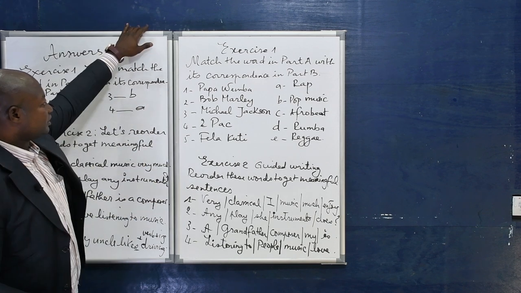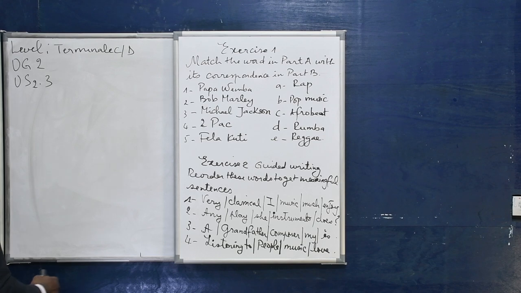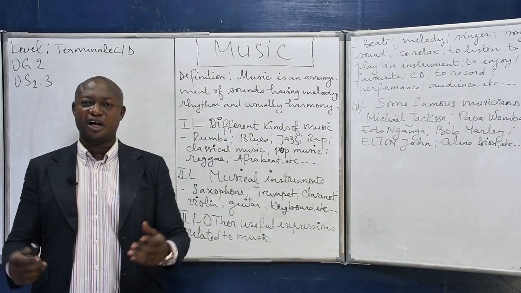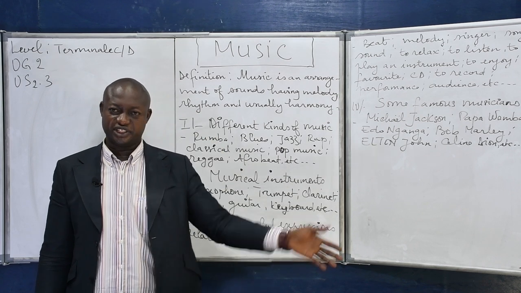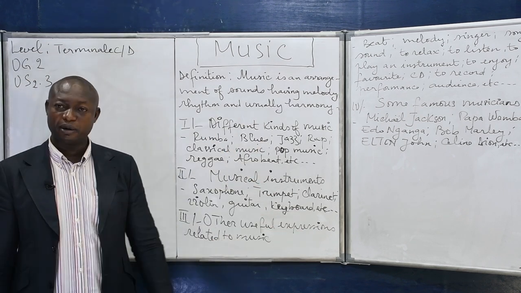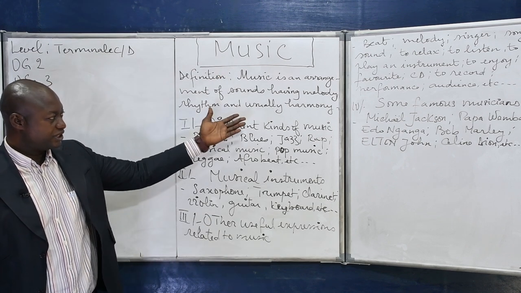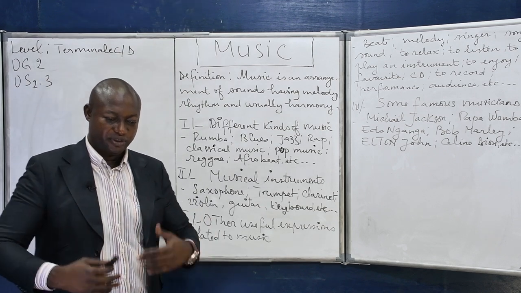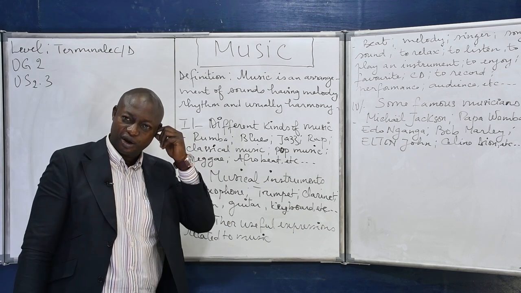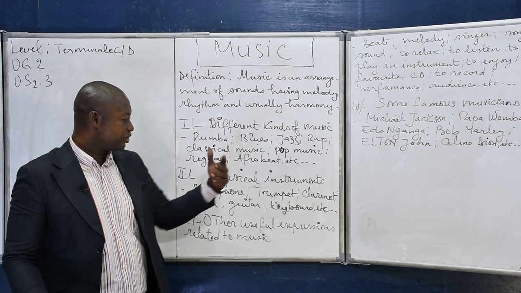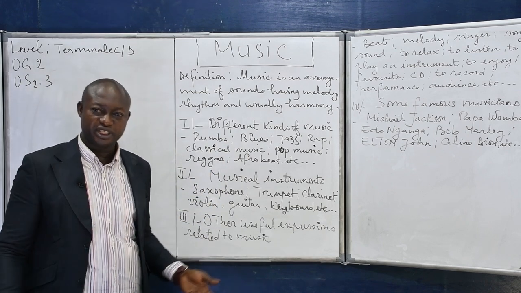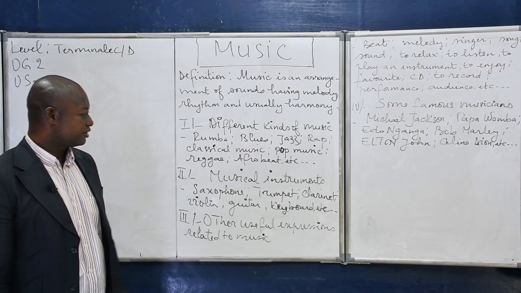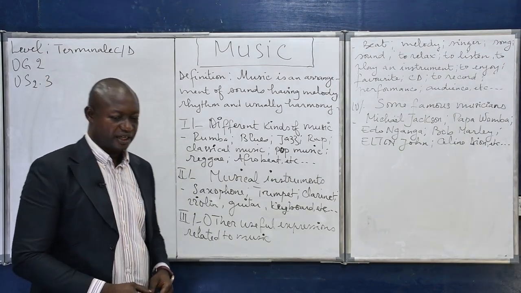So, to conclude, let's get back to our lesson. As we said, it's important for a learner to have a good vocabulary related to music, because the next topic will be about sport. We have music and its definition: the arrangement, the mixture of sounds and melody to produce what is called harmony. It's sweet for our ears. We have different kinds of music, for example rumba, blues, R&B, afrobeat, traditional music, pop music, reggae, and so forth.